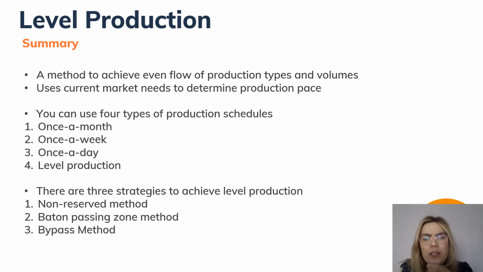Why is it important to achieve level production? It gives us the best possible opportunity to meet our demand. It maximizes the effective use of our resources and minimizes the challenge of variable work volumes. It can also even the burden of work across team members. You can use 4 types of production schedule. These are once a month, once a week, once a day, and of course level production.